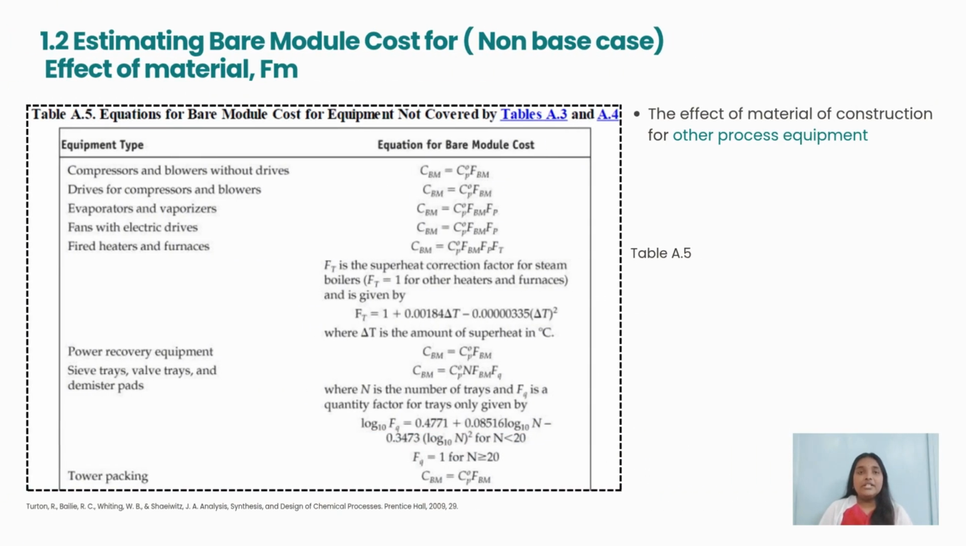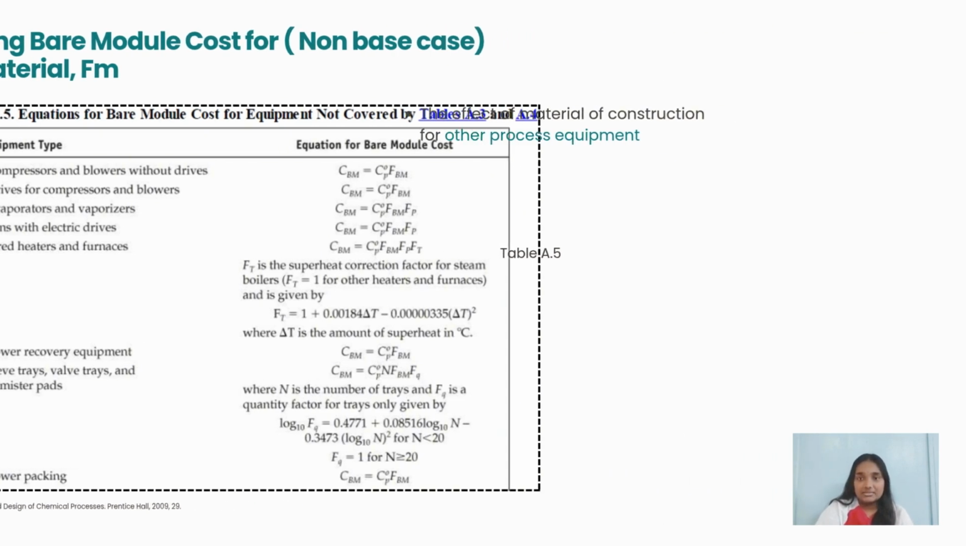Then, table A5 will serve as a guide when equipment types are not indicated in table A3. In table A5, you will find the equations used to determine the bare module cost, which allows the use of FM and correction terms such as FP for pressure, FT for temperature, or FQ for quantity, especially when dealing with trays and also packings. This approach allows a consistent estimation of the cost for many equipment types, even though for some of them we may have precise data.